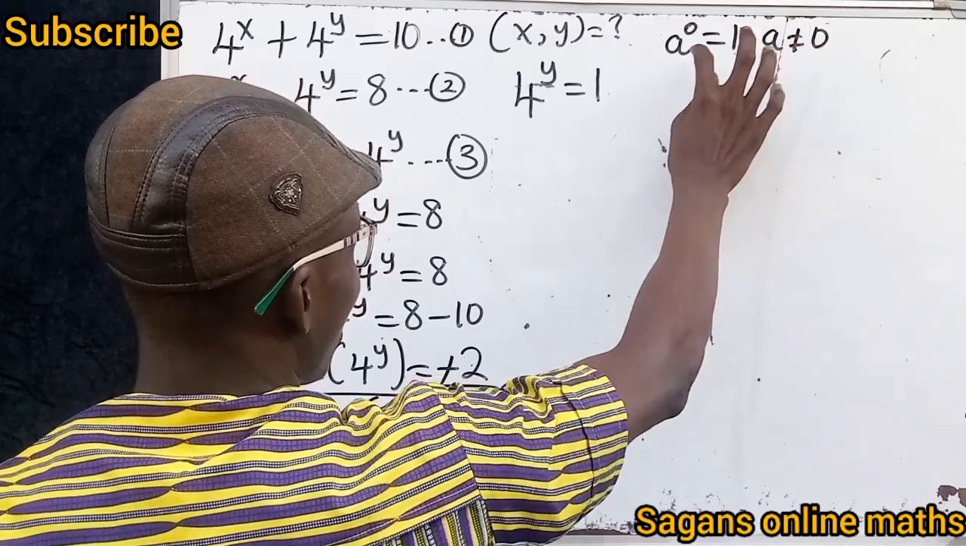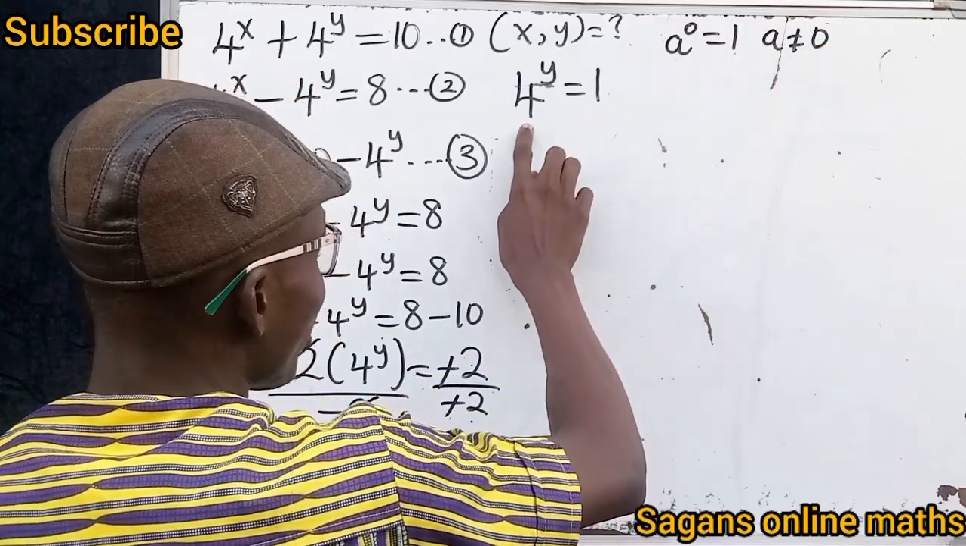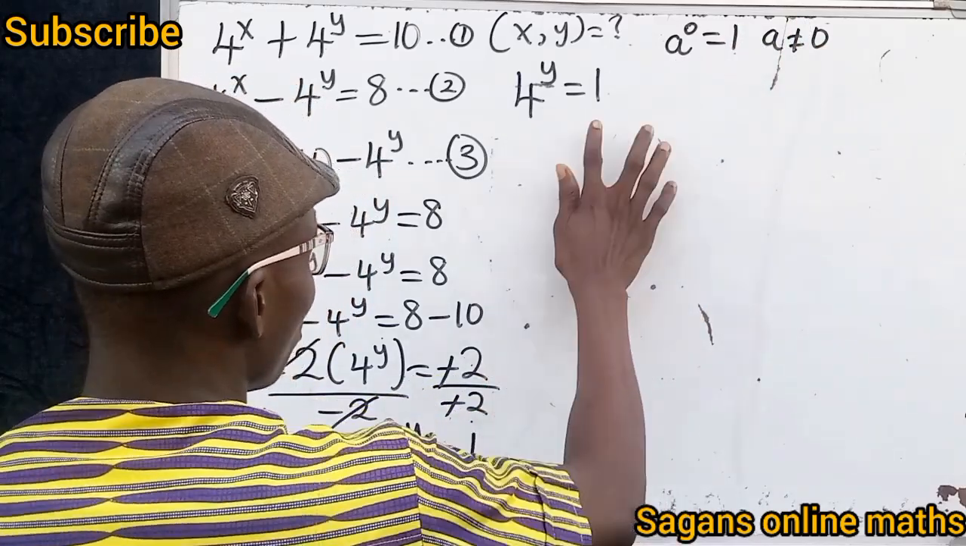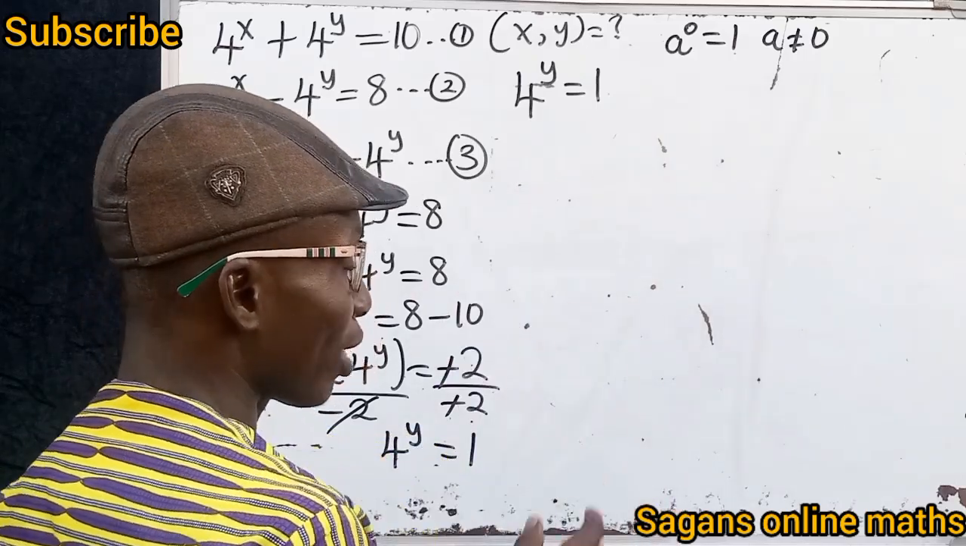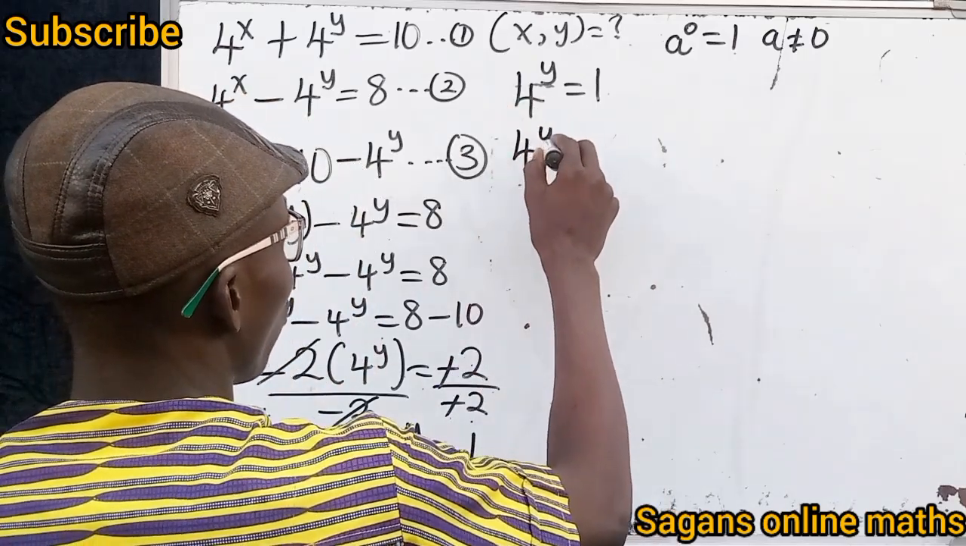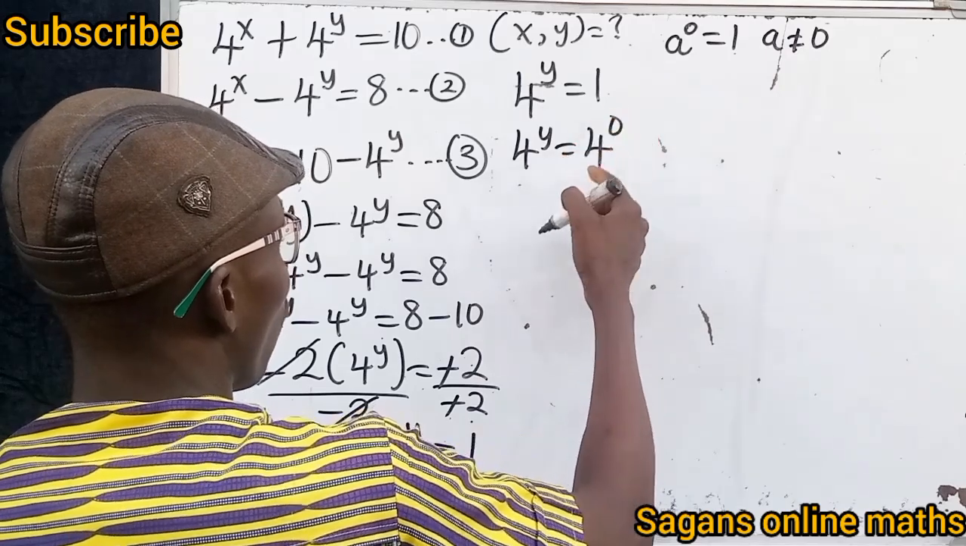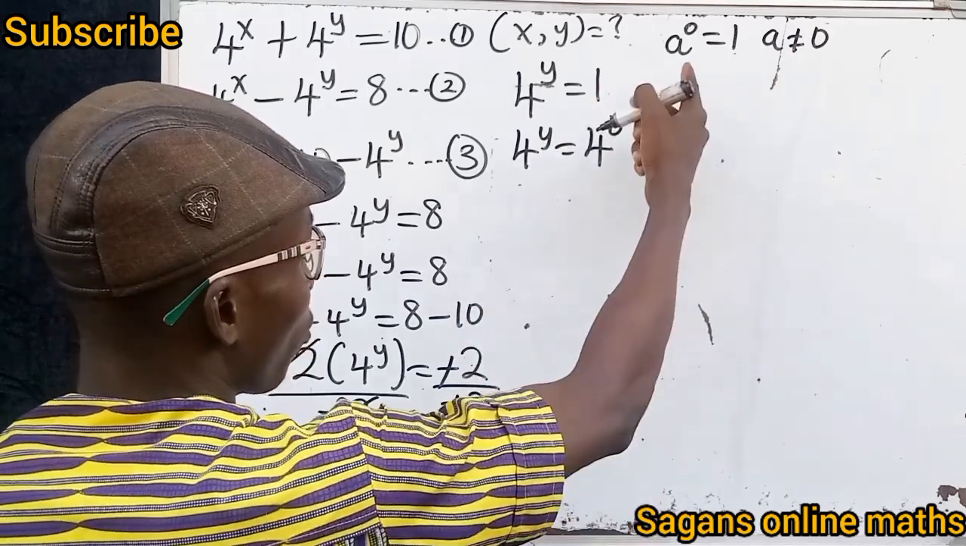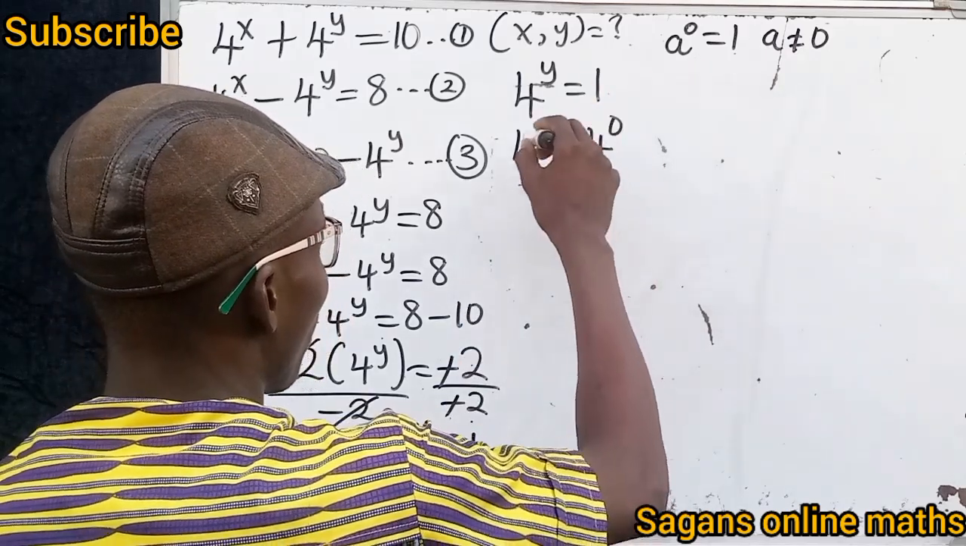So in place of this one I can do something here. I'm having a base here of 4. I'm not wrong if I decide to remove this one and write 4 raised to the power of 0, because that 4 raised to the power of 0 will represent the 1. That means 4 raised to the power of y will be equal to 4 raised to the power of 0. 4 raised to the power of 0 is 1, by the law of indices. Let's equate the powers, since the bases are the same.